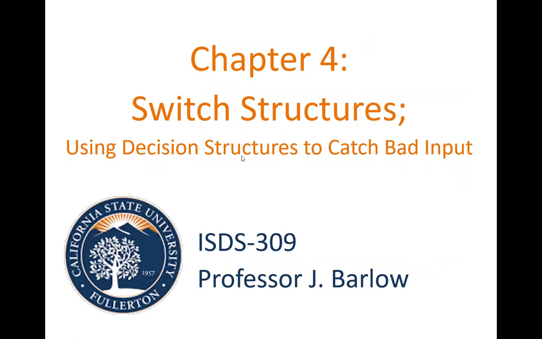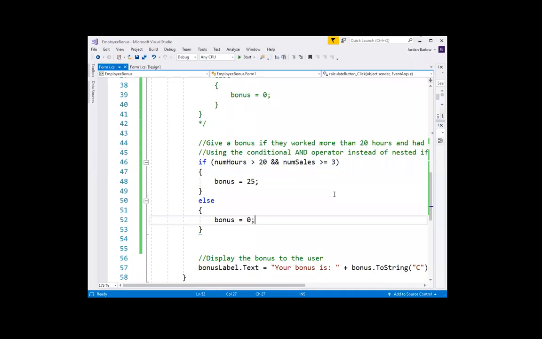And before I end this particular video, let me just show you an example. If we modified this so that these ands became ors, now the employee would get a bonus if they had more than 20 hours, no matter how many sales they got. They would get a bonus if they had at least 3 sales, no matter how many hours they worked. Because if either one of these is true, then the entire thing together will be evaluated as true, and it will execute whatever is in the if block.